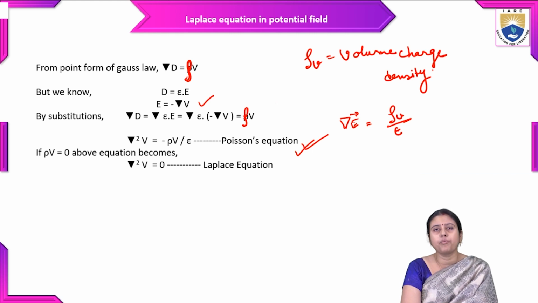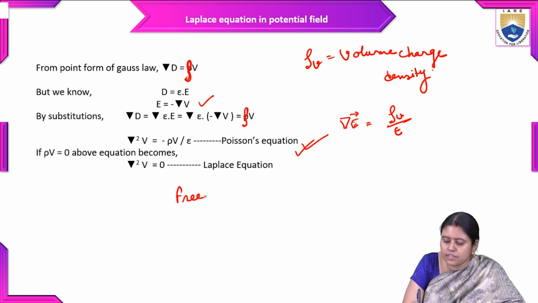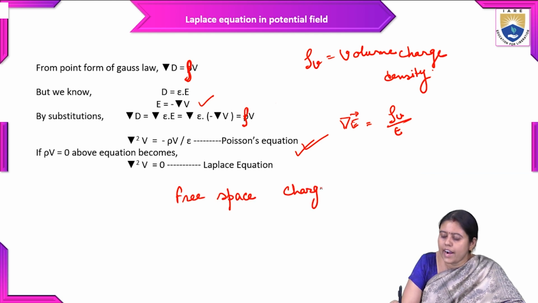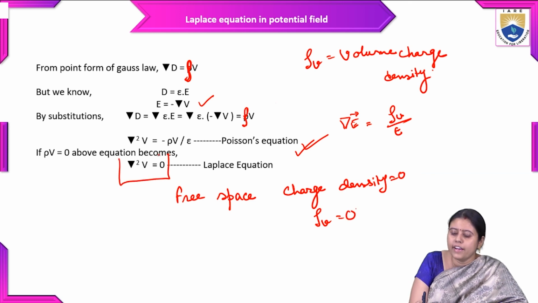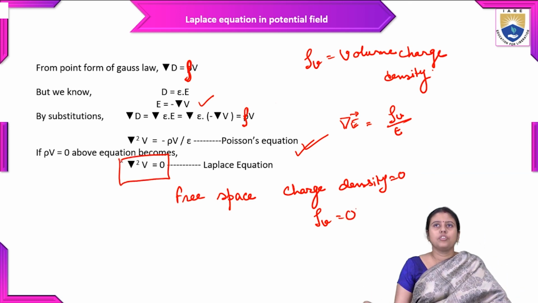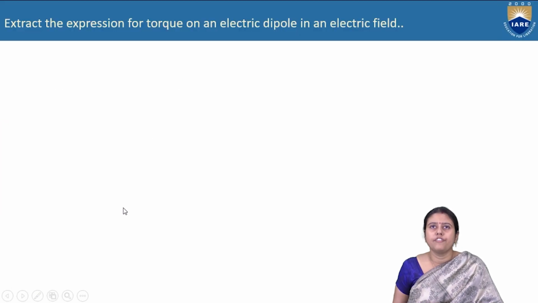Now for the free space, the charge density is equal to 0. So rho v is equal to 0, and we write grad squared V equals 0, and this is the Laplace equation in the potential field.